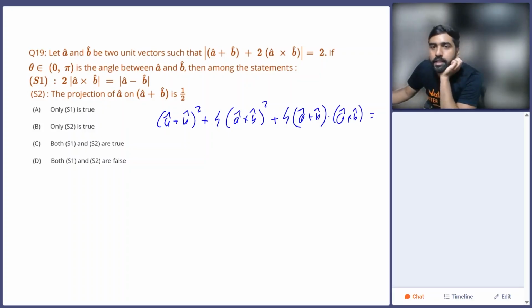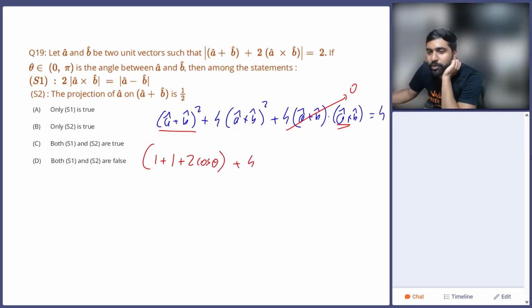Now over here, look, a cross b is perpendicular to both a vector and b vector. So a dot a cross b will be 0 and b dot a cross b will also be 0. So this entire expression I can say is nothing but 0. Now what is |a cap + b cap|²? That is |a cap|² + |b cap|² + 2 times a cap dot b cap, that I can say is 2 cos theta.